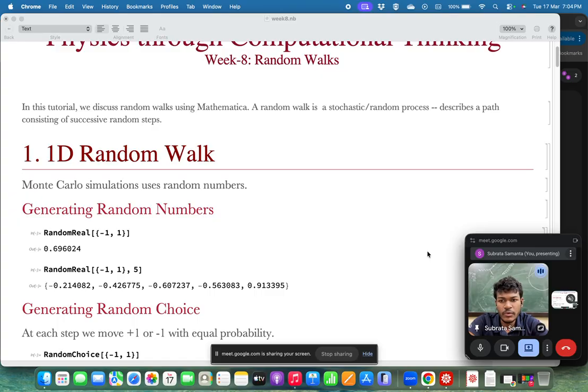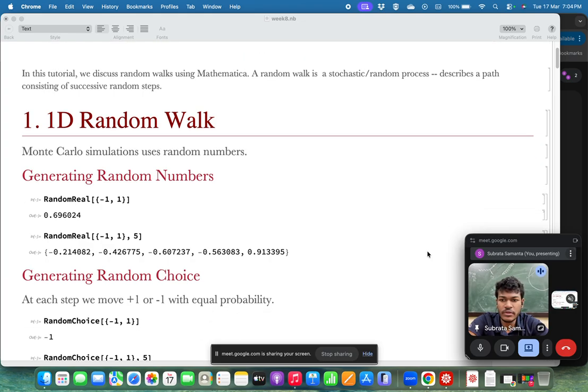Monte Carlo simulations use random numbers. So, how do we generate random numbers? In the previous class we discussed that. Let us say I generate a random number between -1 and +1. You just call RandomReal, which is embedded in Mathematica, and put the limit within which you want to generate the number. So I put -1 to 1.